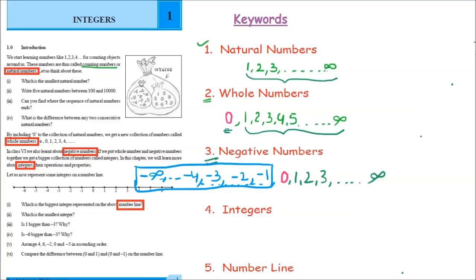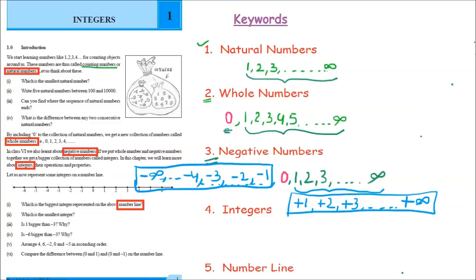In this context I would also like to mention that these numbers can also be written with a sign: 1 can be written as +1, 2 can be written as +2, 3 can be written as +3, and so on, plus infinity. So these are positive numbers. These are negative numbers, -infinity all the way to -1.